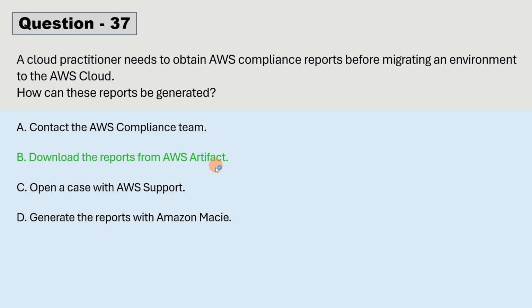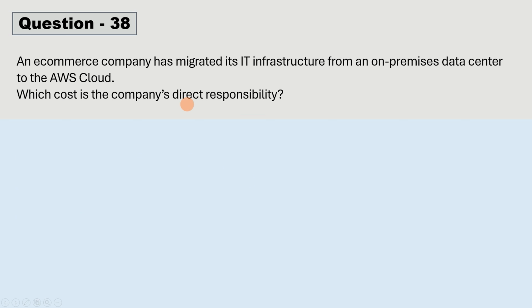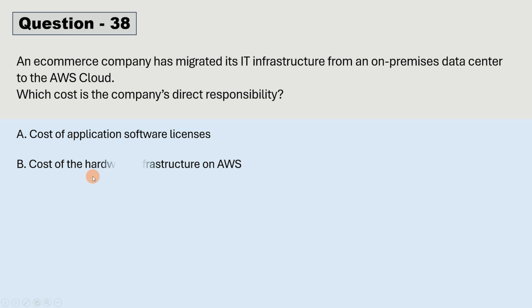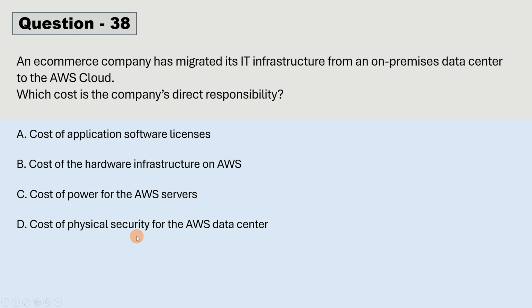Now question number 38. An e-commerce company has migrated its IT infrastructure from an on-premises data center to the AWS cloud. Which cost is the company's direct responsibility? Here are the options. Option A, cost of application software licenses. Option B, cost of hardware infrastructure on AWS. Option C, cost of power for the AWS servers. Option D, cost of physical security for the AWS data center. It must be quite clear just by reading the options, but still take your time to guess the correct one.